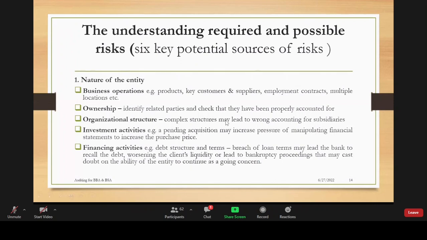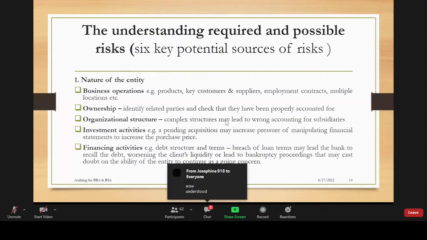Any questions, ladies and gentlemen? Could you please repeat detection risk? Yeah, detection risk.